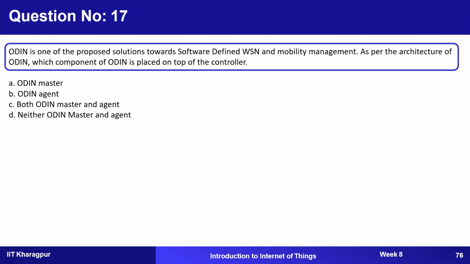Next question is, ODIN is one of the proposed solutions towards software defined WSN and mobility management. As per the architecture of ODIN, which component of ODIN is placed on the top of the controller? Options are ODIN master, ODIN agent, both ODIN master and agent, neither ODIN master nor agent. Anyone?